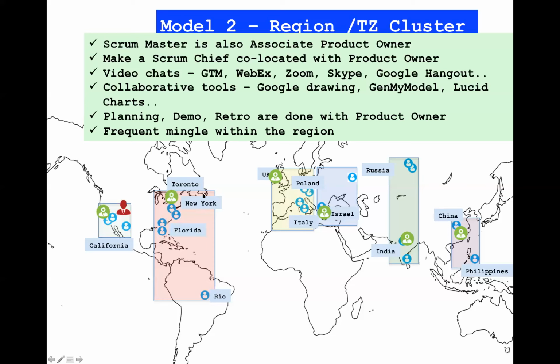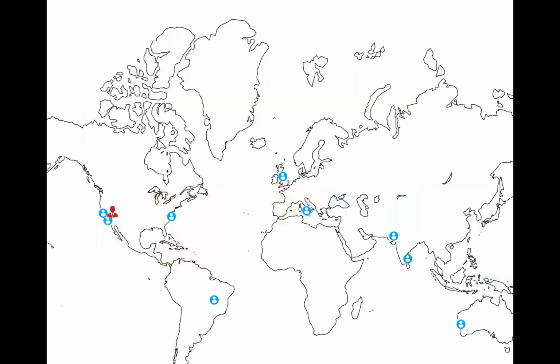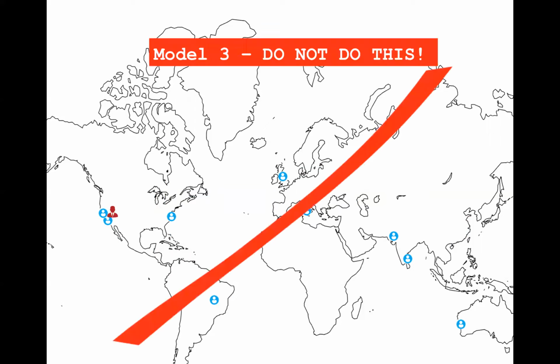Okay, let's go on to another scenario where you have even more distribution. You can see that there's a couple in California with the product owner, somebody in New York, South America, a couple of them in Europe at different locations, and a few in the APAC and somebody in Australia here. So what do we do in this case? My suggestion is do not do this. Just plain and simple. This is a terrible idea.